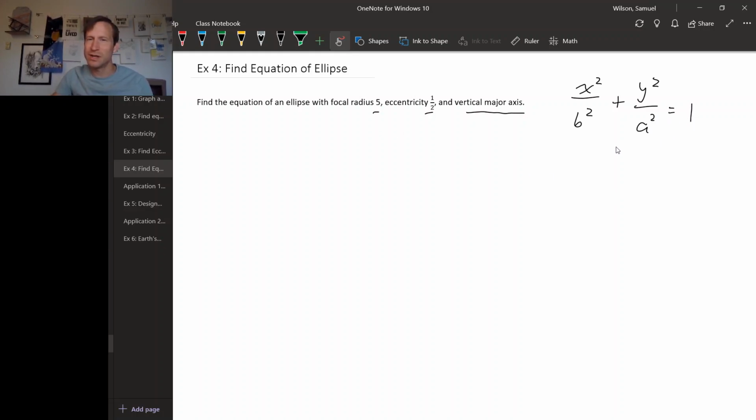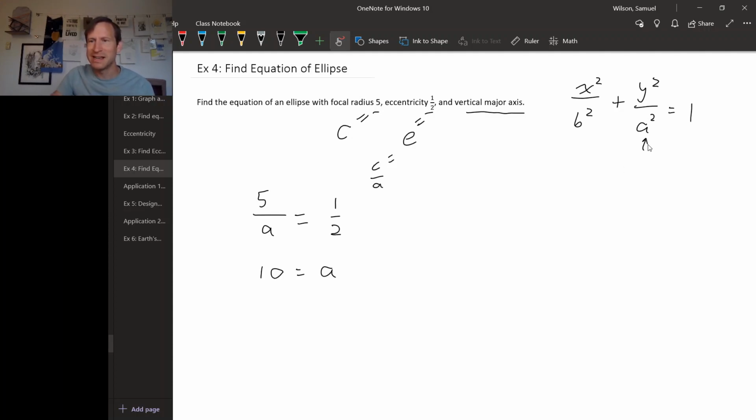And let's see, we don't know a or b right now. We know the focal radius, so that's c. And we know the eccentricity. And remember, the eccentricity is c over a. So we know c, it's 5. And c over a is the eccentricity, which is 1/2. And then we can solve this for a. So multiply both sides by 2, multiply both sides by a, you get 10 equals a. So the semi-major axis is 10 here.